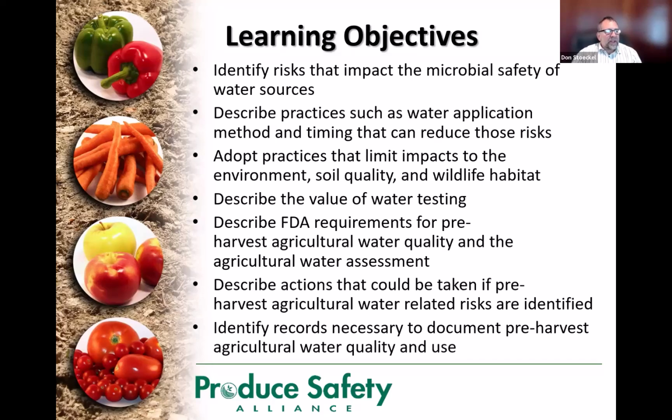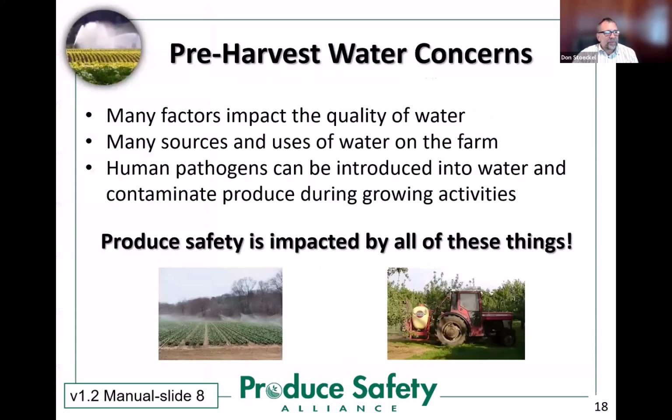We're monitoring. Can we do things like test the water in order to monitor and understand the quality of the water? Do we need to monitor the elements of the agricultural water assessment to see if something changed and a reassessment is required? Finally, we're taking actions in response that are called, in this case, measures. So what are those measures that can be taken if pre-harvest agricultural water risks are identified? And then the record keeping is always a key part of the delivery of any of our PSA modules.